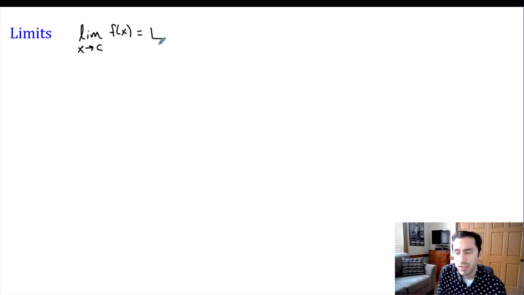So to illustrate that, let's take a look at a simple example. Let's start with something pretty basic. Let's take a look at the function f of x is equal to x plus 1. So this is a line. It's got a slope of 1. It has a y-intercept of 1. And let's graph this first.